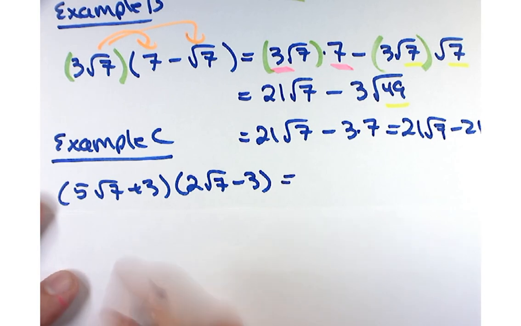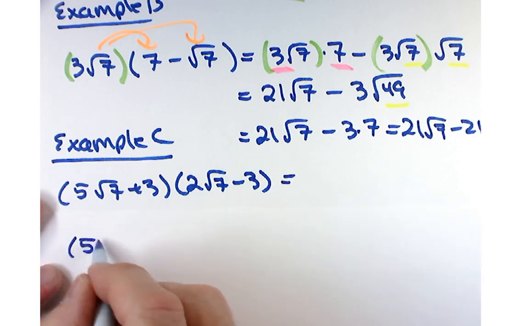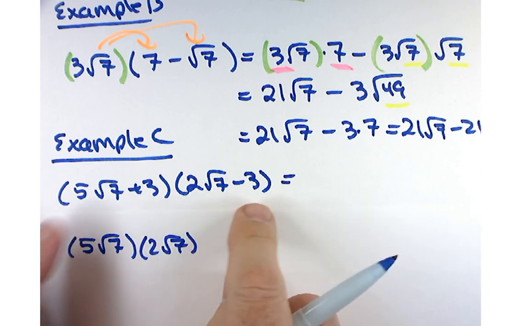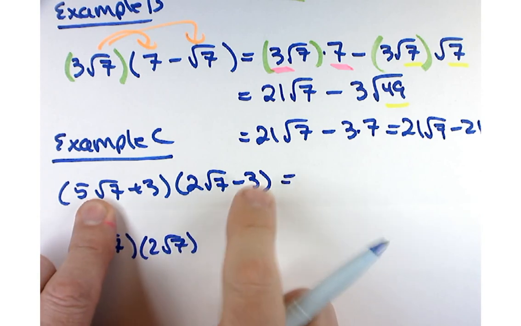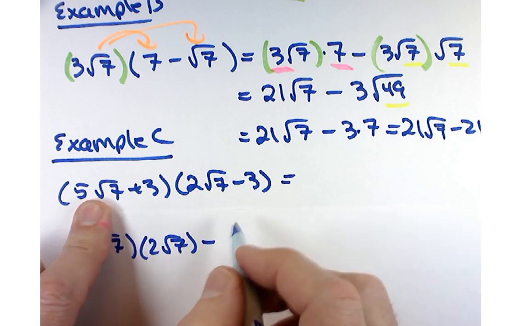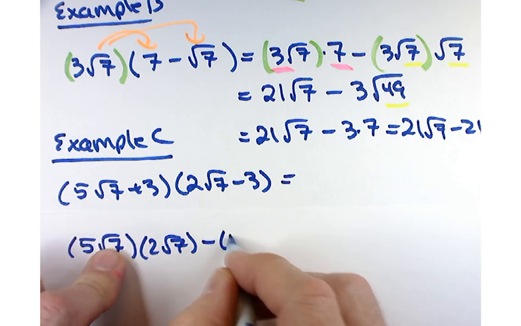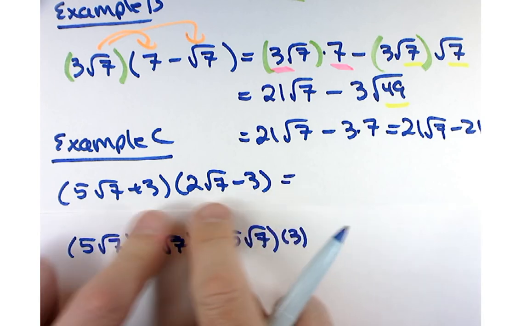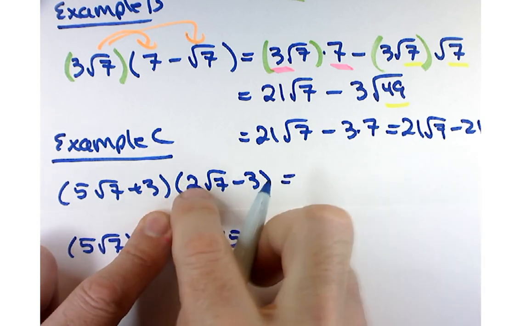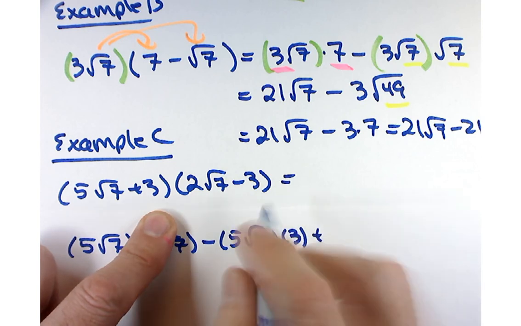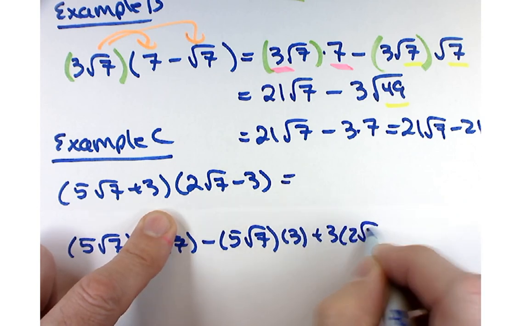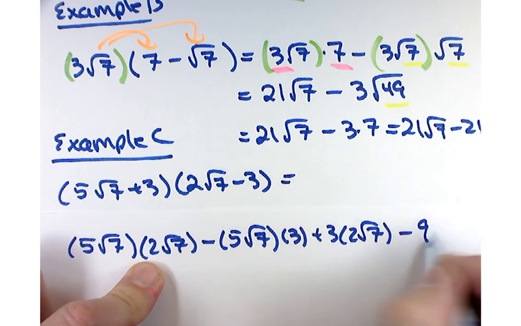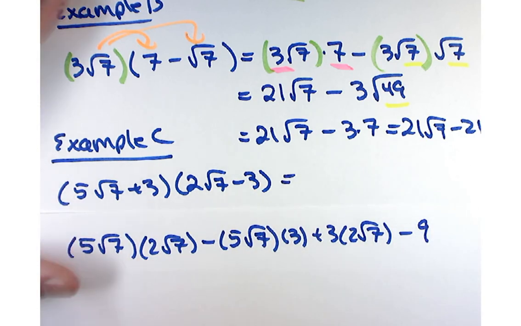So let's see. That's going to be 5 square roots of 7 times 2 square roots of 7. And then a plus times a minus is going to be a negative. So let me just put that negative out there. Negative 5 square roots of 7 times 3. The middle terms, a positive times a positive, so a plus 3 times 2 square roots of 7. And then the last terms, I'm not going to do anything special there. It's just a minus 9, those last terms.